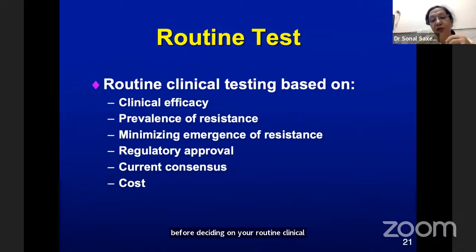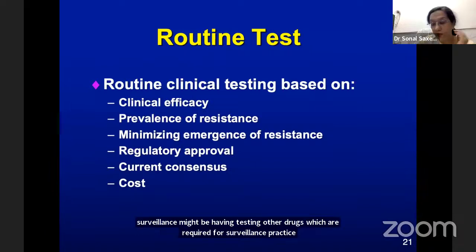So my advice to you is make a panel and send it to them and ask their feedback: this is what we report for E. coli, this is what we report for Klebsiella. And those laboratories which are actually in surveillance might be testing other drugs which are required for surveillance practice, so it may not be important to report it. And of course, lastly, the cost.